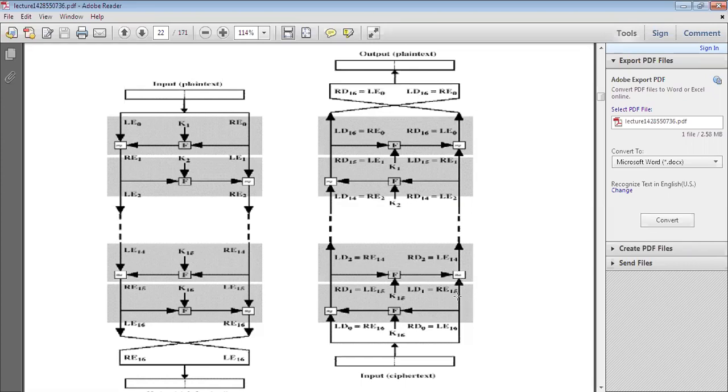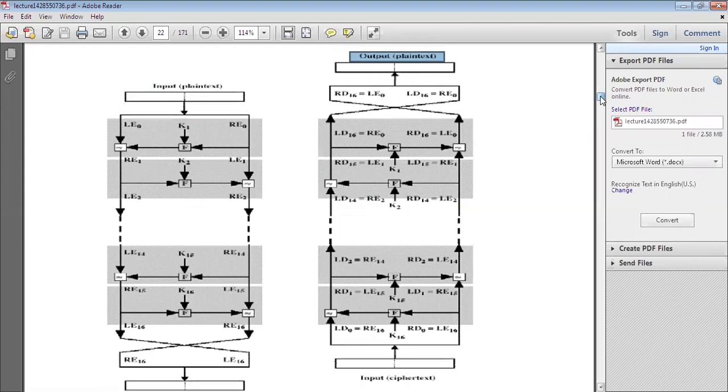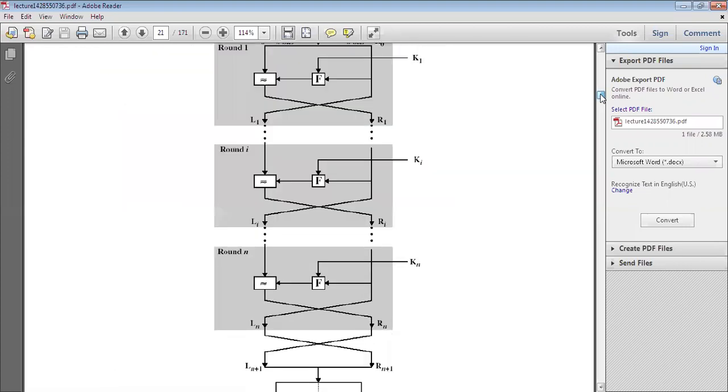Here you get LE16, and with the XOR operation you get LE14. Like this way, you can perform all the operations. Finally, you get the left side bits and right side bits. Both you combine, and you get the original plain text. This is the classical Feistel structure.